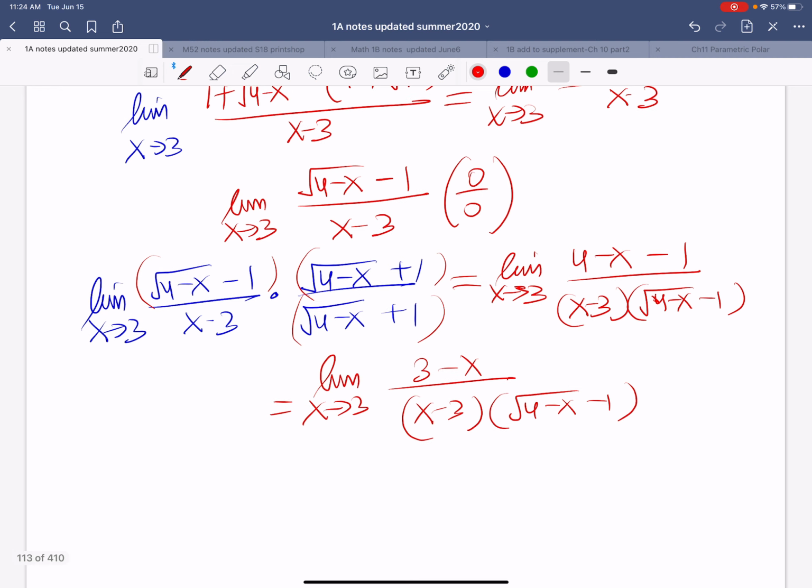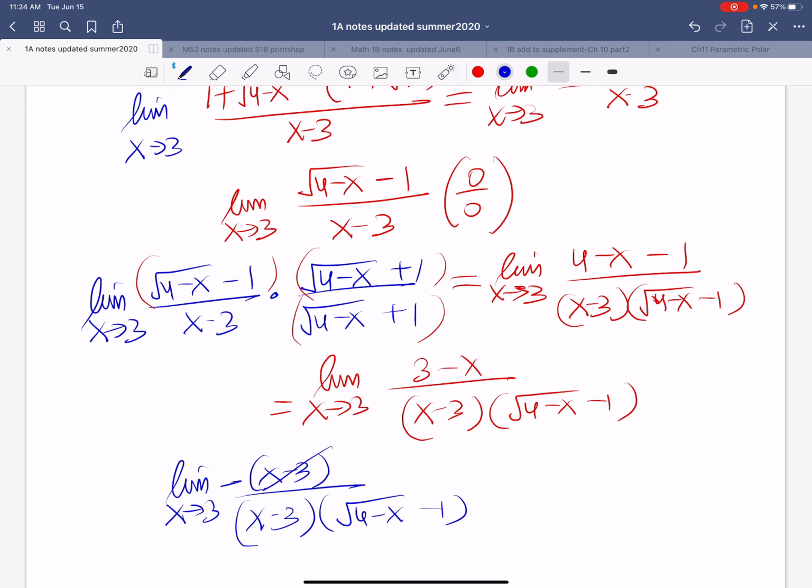Okay, 3 minus x is the same thing as negative of x minus 3. So instead of writing 3 minus x, I can write negative (x minus 3). Limit as x approaches 3. This is going to be x minus 3. And now we have a common factor between numerator and denominator. The remaining function doesn't really care if x approaches 3. It is still defined. So that would be square root of 4 minus 3 minus 1. Square root of 4 minus 3 is square. No, that does not look right. Negative 1/2.